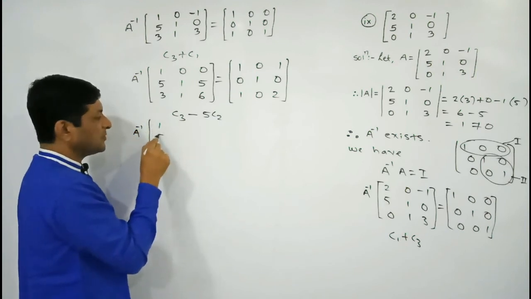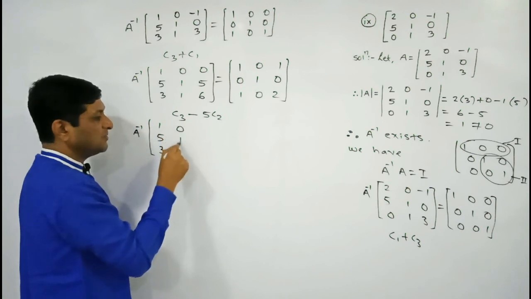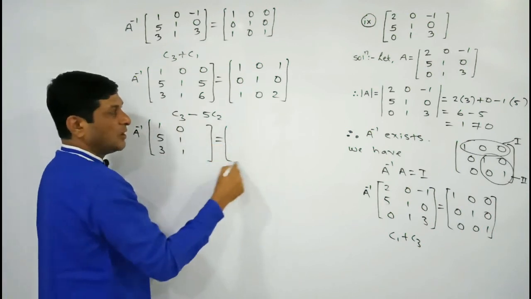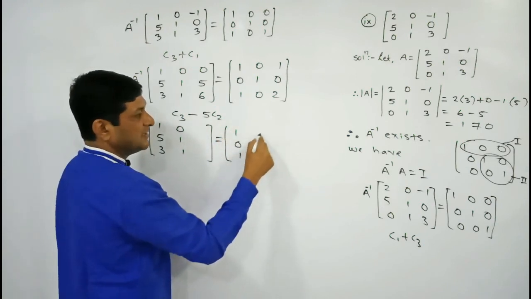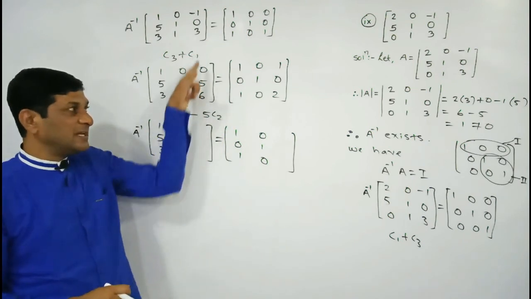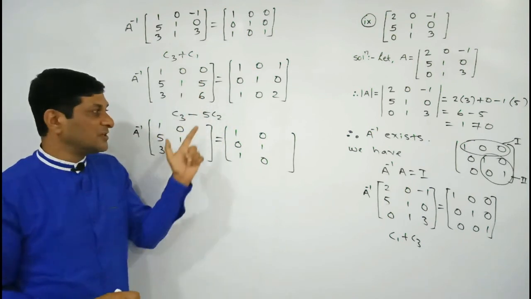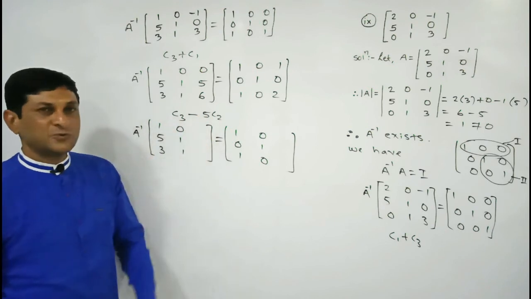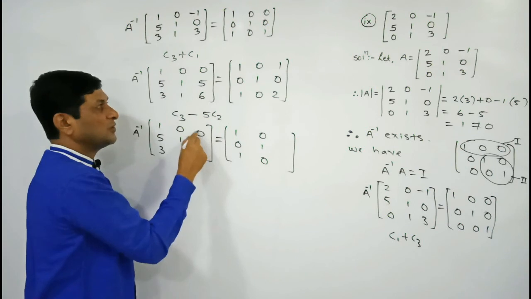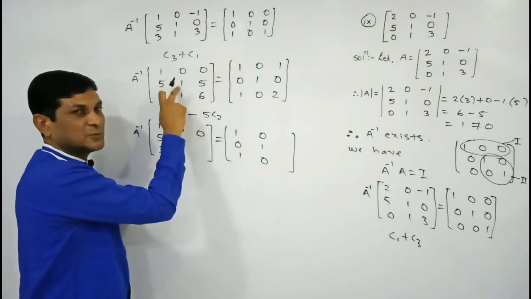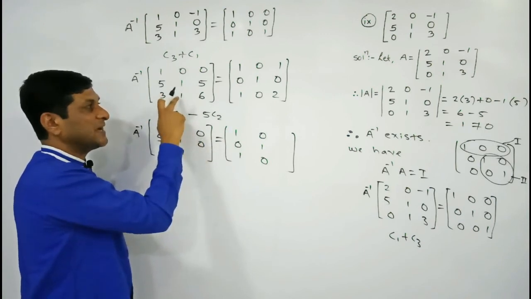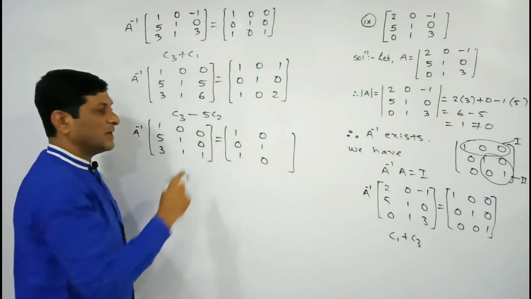So let us try to perform this operation on the elements of C3. Keep the elements of C1 as they are and C2 also as they are. Now we are performing the operation on C3. On this side also keep the elements of C1 and C2 as they are. So our operation is on C3. These are the elements of C3, and we are using the corresponding elements of C2, and we are multiplying C2 by minus 5. So multiplying by minus 5, here we will get 0, 0 plus 0 is 0. Multiplying by minus 5, 1 into minus 5 is minus 5. Minus 5 plus 5 is 0. Multiplying by minus 5, plus 6 will be equal to 1.